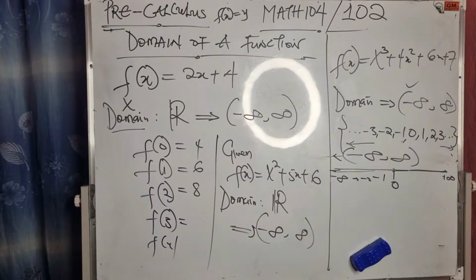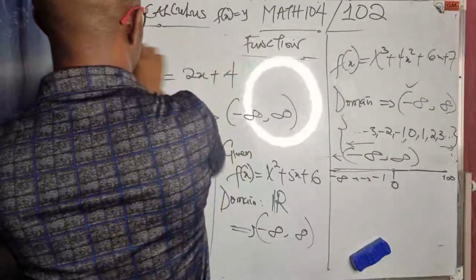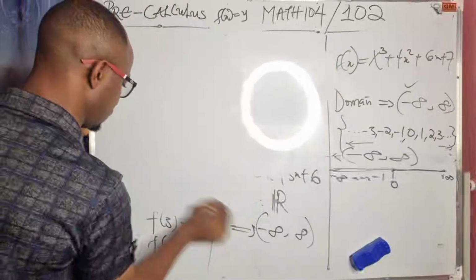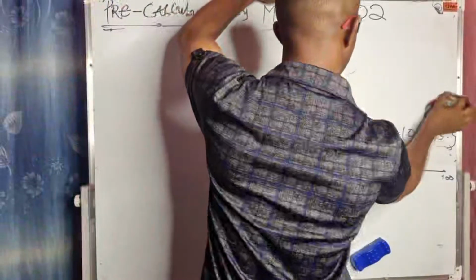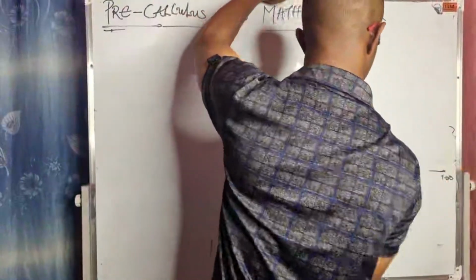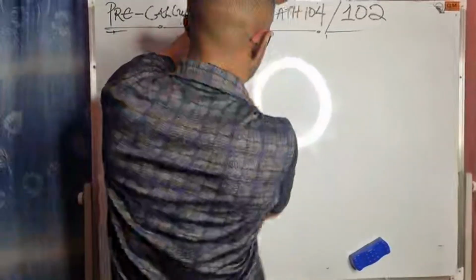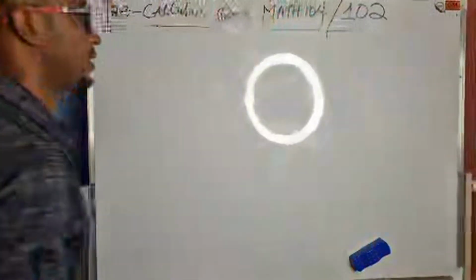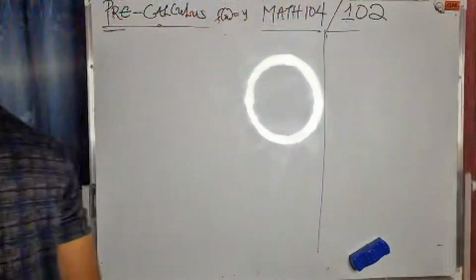So let's finish up. Let's look at the domain of a rational function. Not all values of x are permissible.